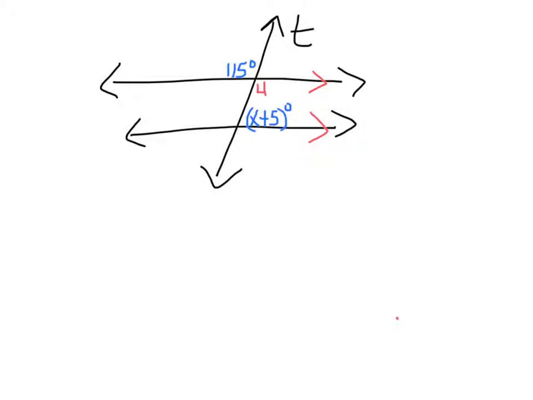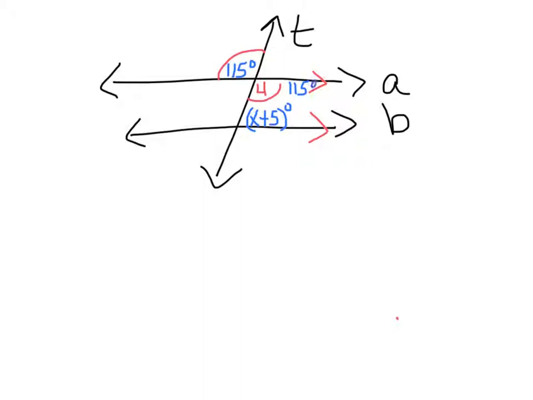Now let's apply a little bit of what we've learned. If we are trying to figure out what x is in this diagram, and we have that line A is parallel to line B. We know that because of the red arrows. And those two parallel lines are cut by transversal T. Okay, let's figure out what we know here. We know that angle 4, right here, is vertical to this angle right here. Okay, we know that vertical angles are congruent. Therefore, we know that angle 4 must equal 115 degrees. Okay, that's great information.